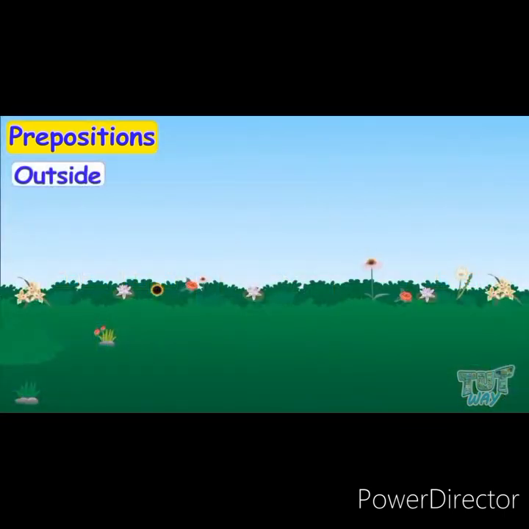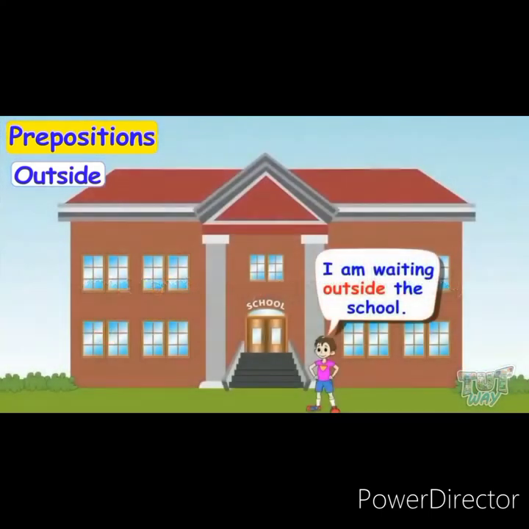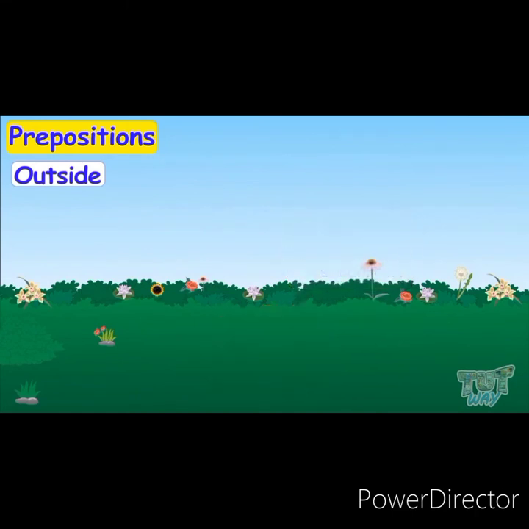Yes, students. Now the preposition outside. The cat is outside. I am waiting outside the school. The rat is coming outside its burrow. Now I hope, children, the preposition outside is clear to all of you. Through all the examples, the usage is also clear.